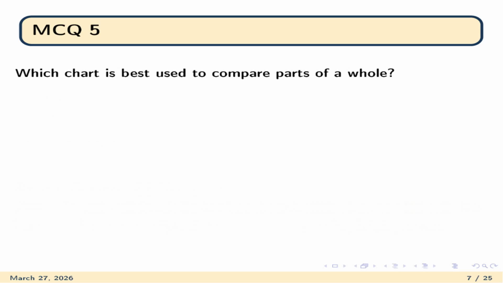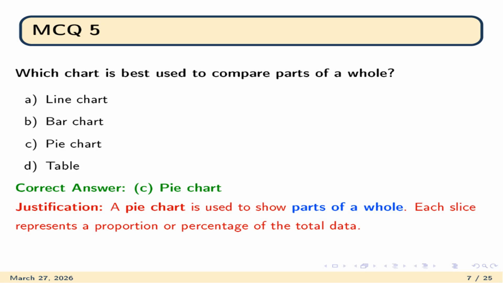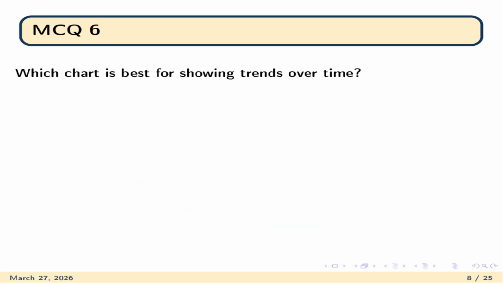Which chart is best used to compare parts of a whole? Line chart, bar chart, pie chart, table. The correct option is pie chart because a pie chart is used to show parts of a whole. Each slice represents a proportion or percentage of the total data.